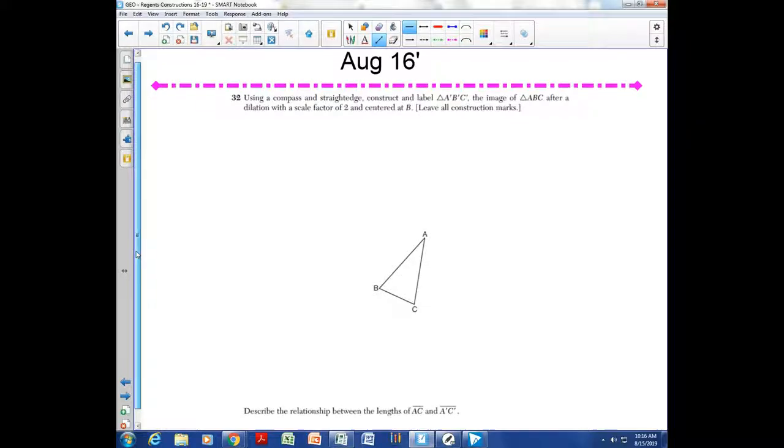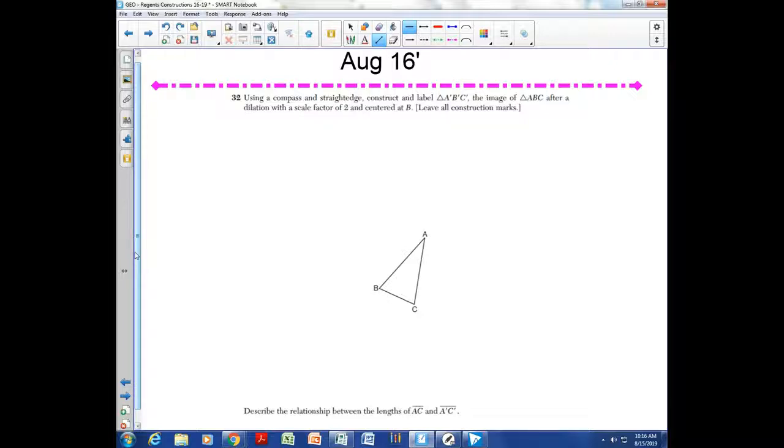Okay, here's another part 3 construction with 2 questions. August 2016, number 32. Using a compass and straight edge, construct and label triangle A prime, B prime, C prime, the image of triangle ABC after dilation with a scale factor of 2 and centered at B. Leave all construction marks. And you can see at the end of this problem, there's another part: describe the relationship between the lengths of AC and A prime C prime.